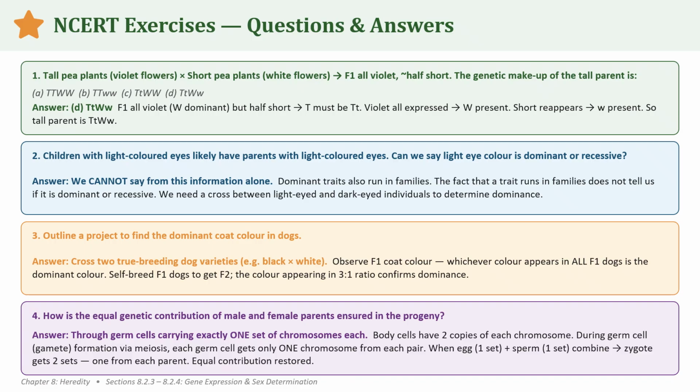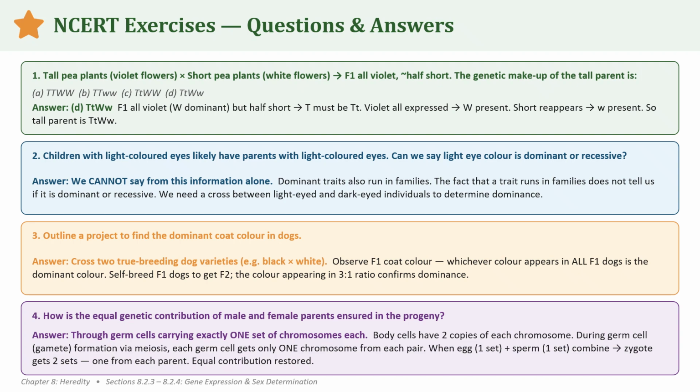Outline a project to find the dominant coat color in dogs. So cross two breeding dog varieties, one having black wool and one white wool. Observe the F1 coat color. Whichever coat color appears in the F1 dog is the dominant one, and the one which appears in the F2 or not in F1 is the recessive one.